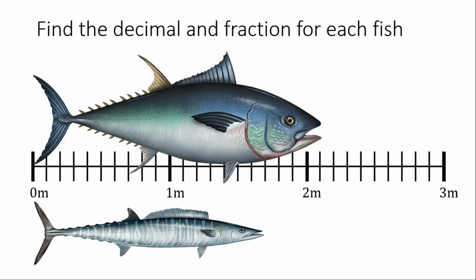And then the fish on the bottom is called the wahoo, and I just included that fish because I thought the wahoo is a funny name for a fish. Anyways, each of these fish are longer than 1 meter. So what do we have to do? We should start at the first whole amount, that is the amount that's not a fraction, and then count tenths from there.